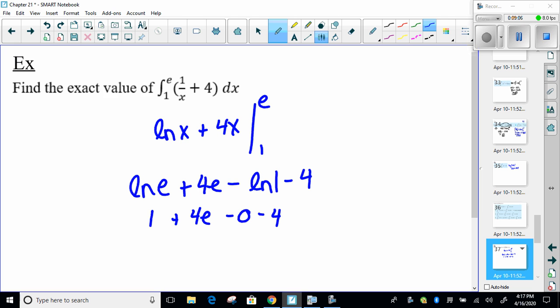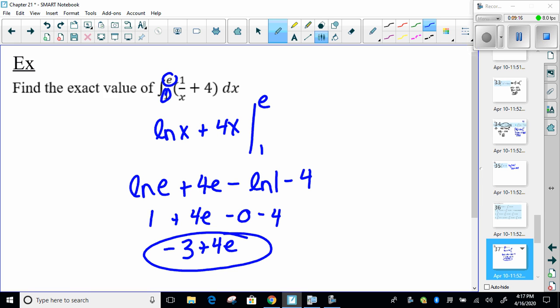That's 0. So then that gives me for a final answer, negative 3 plus 4e. Again, that is a numerical value because we have limits. We have a start and we have an end.